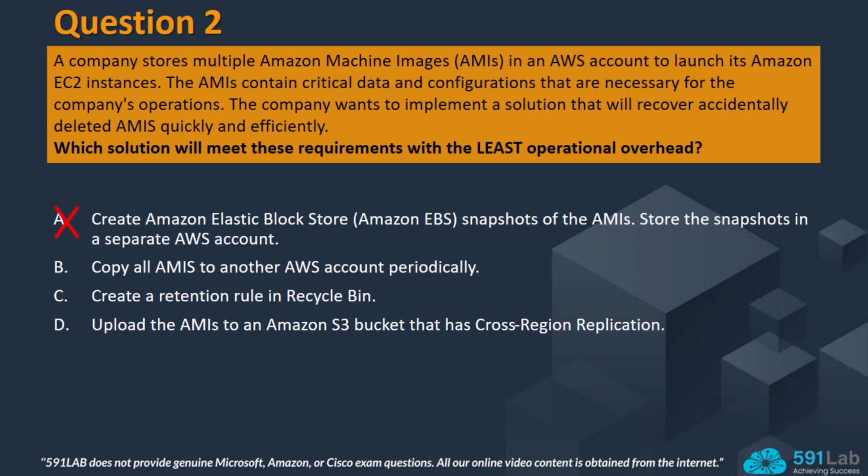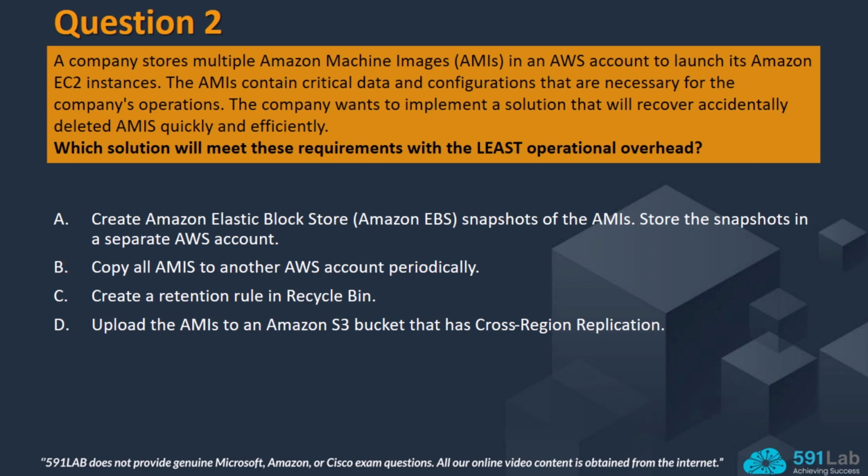Option B is copy all AMIs to another AWS account periodically. While copying AMIs to another account provides a form of backup, it introduces additional operational overhead and may not be the most efficient solution for recovering accidentally deleted AMIs.